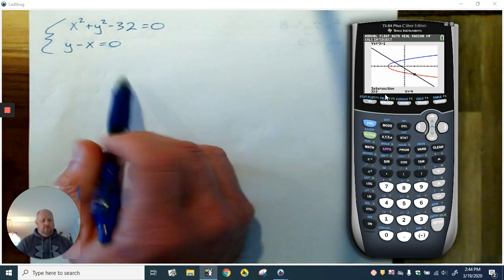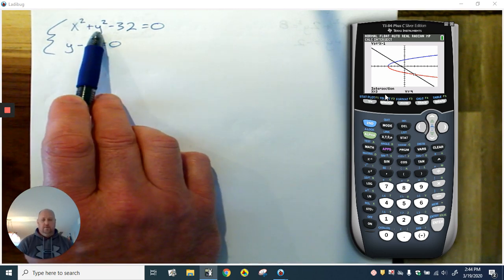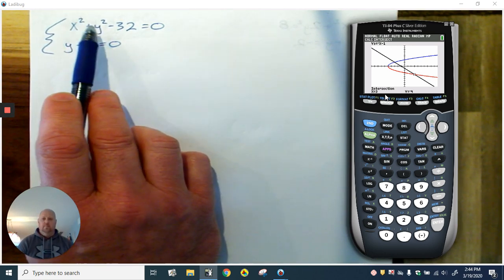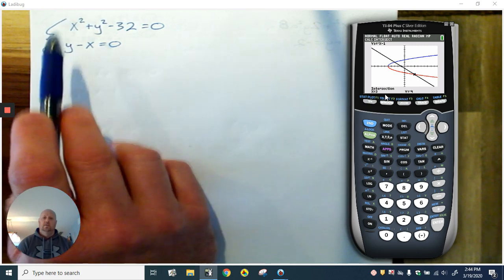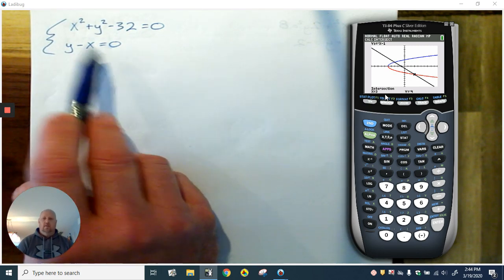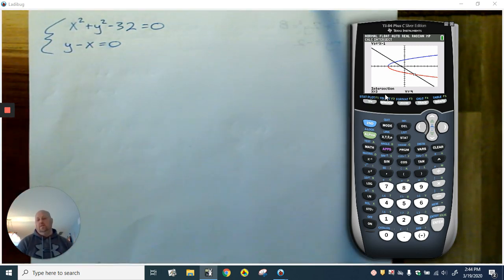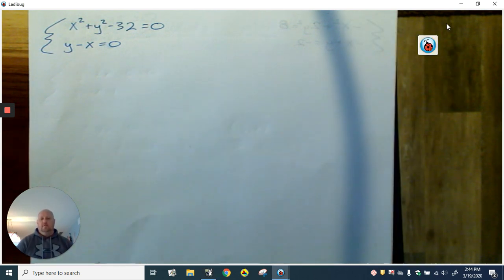First of all, what are we dealing with? We have x squared plus y squared, so it's plus. We have the same coefficient, so this is a circle. And then we have a line. Okay, so we have a circle and a line. Could have two solutions, could have one solution or no solutions. Okay, so get rid of the calculator for a second.